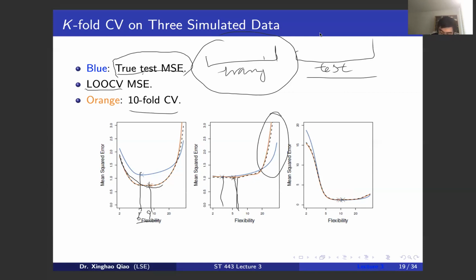Okay, and in terms of the last simulation example, we have a very nice result. You can see in terms of the shape, it's quite similar between the true test MSE and the estimated test MSE, either by LOOCV or the tenfold cross validation. And in terms of the minimum point, it's still very close. It's all around 10. So that means, generally speaking, LOOCV and the tenfold cross validation, both of them can produce a relatively accurate estimate for the true test MSE. Okay.